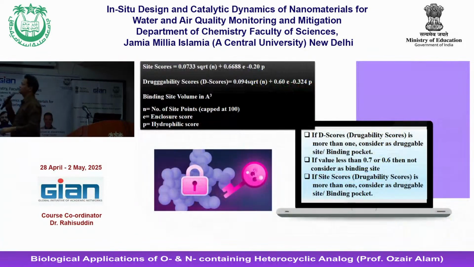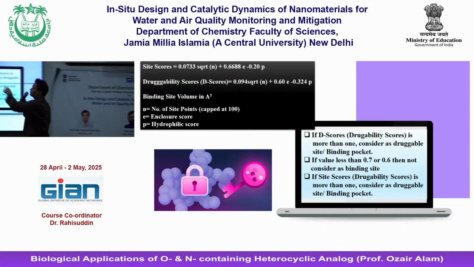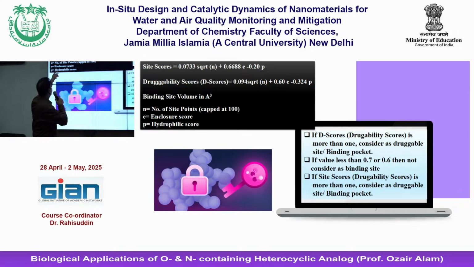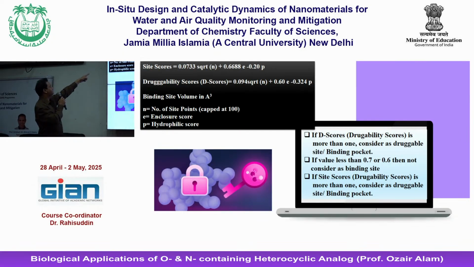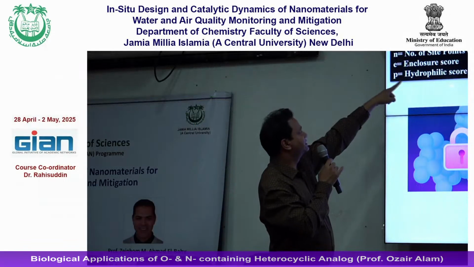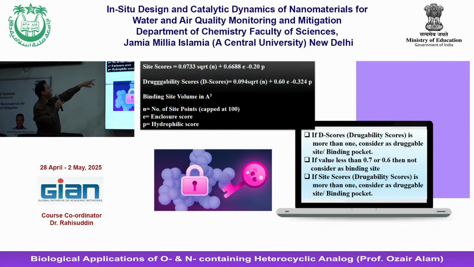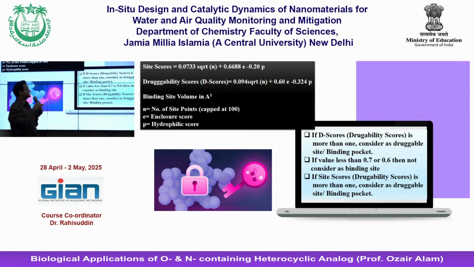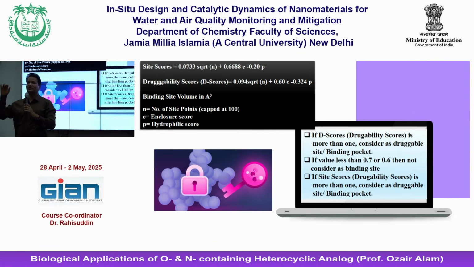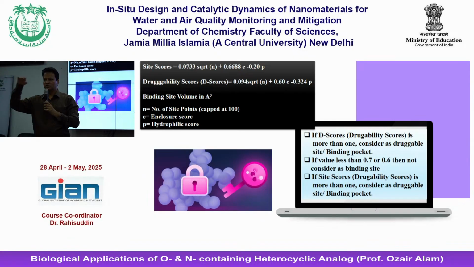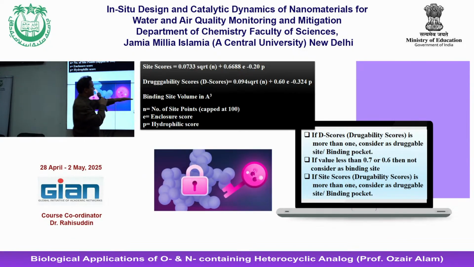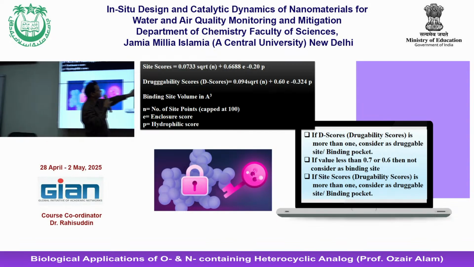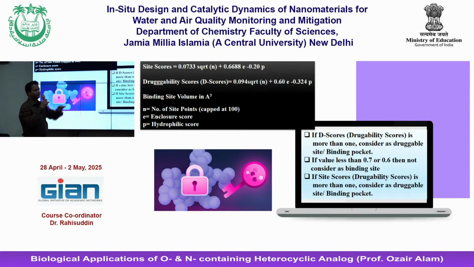So what is the site score? The site score has this equation, 0.0733 times the square root of n, plus the enclosure term e, minus 0.20 times p. D score is the druggability score, the binding site volume is in square angstroms, n is the number of site points, e is the enclosure score, and p is the hydrophilic score. If the D score, the druggability score, is more than 1, it is considered. In the case of site 1, the D score is 1 point something. If the D score is more than 1, then we consider it. If the value is less than 0.6 or 0.7, we should not consider it a binding site.